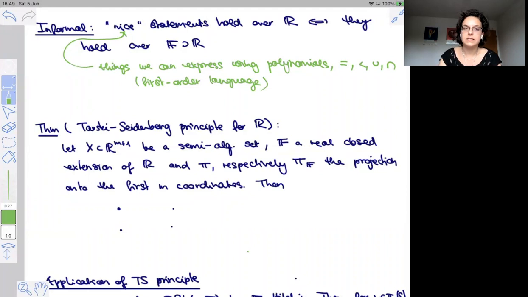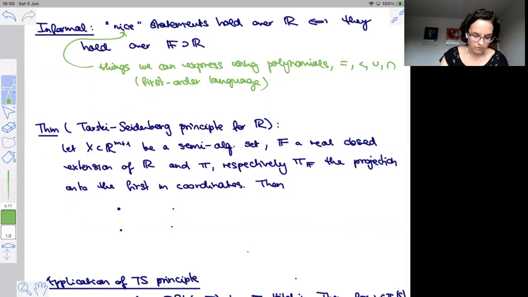And this theorem allows us to conclude things to hold over F if we know they hold over the reals, even though we might not have the same tools. So over the reals, we can use continuity, we can use differentiability, and maybe all of this is not available over these real closed fields different from R. They're not particularly nice. So this is a very, very powerful tool that allows us to transfer results we know over the reals to real closed extensions.